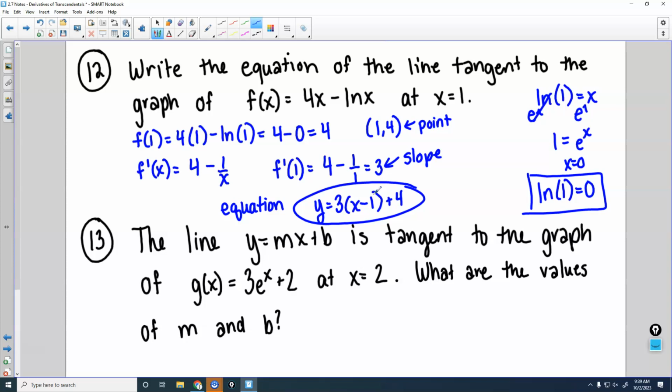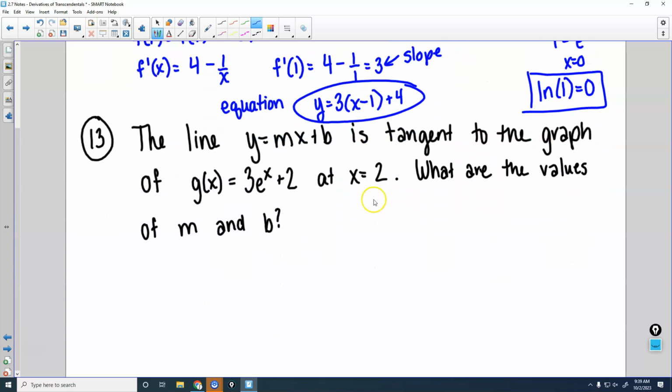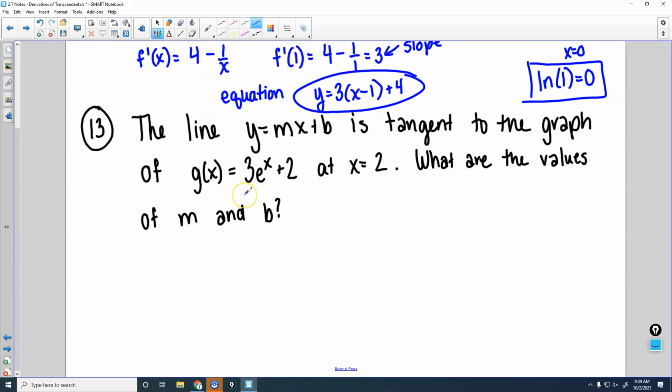We're doing the same thing here that we were doing in number 12. The only difference is it wants us to tell us the slope and the y-intercept of the tangent line. So you're still doing all the same process that you did on the last problem. It's just asked a lot differently. A lot of times it throws students off.